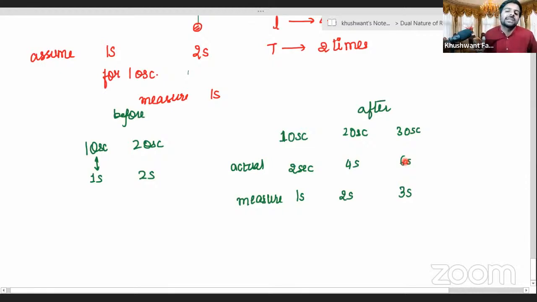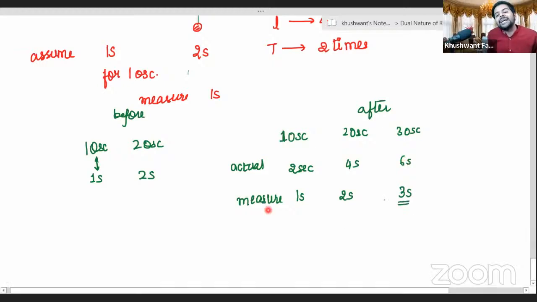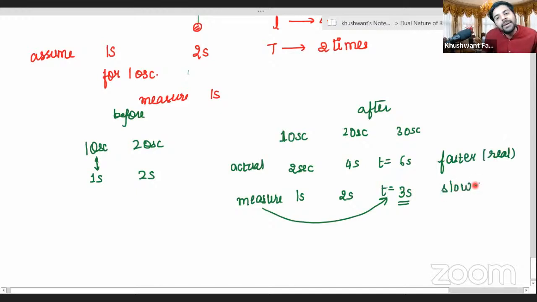What is happening, Anchal? We are lagging behind, right? Because our measurement is t is equal to 3 seconds have passed, but in reality t is equal to 6 seconds have passed. So we are actually losing time. Time is going faster than us. Reality is faster, whereas we are thinking that we are still on 3 seconds. So we become slower. That means we are losing time.